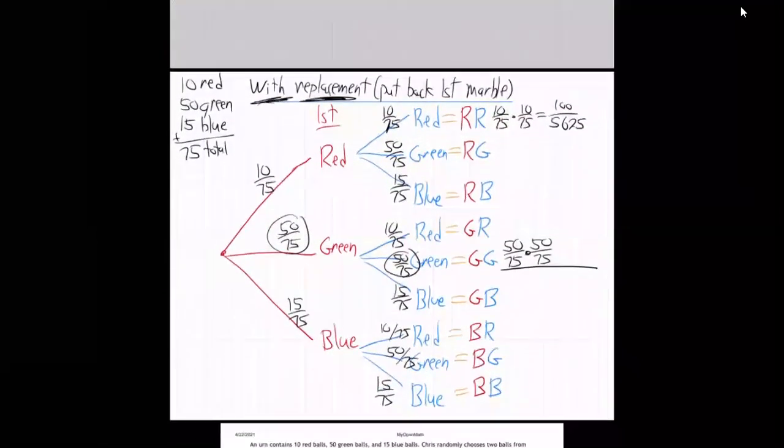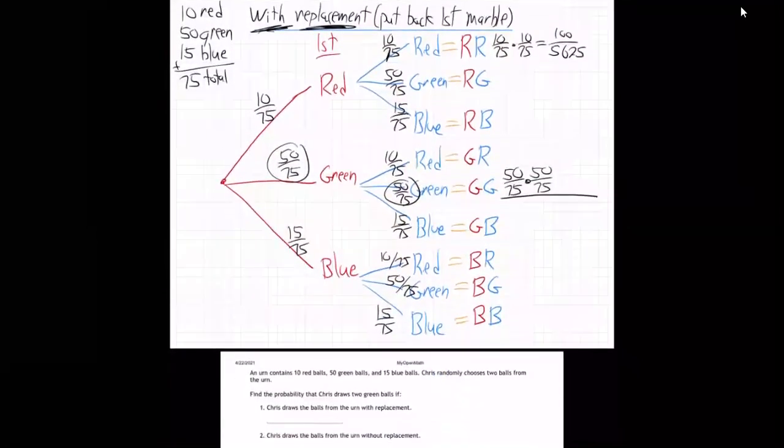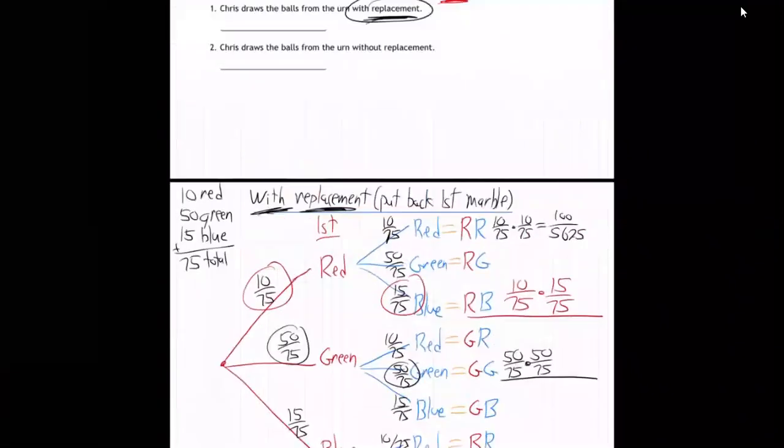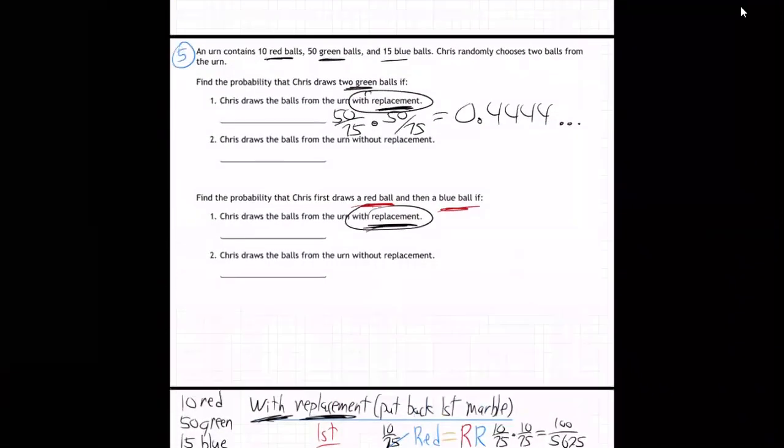Now down here, it asks me a red and then a blue. Okay, where's red and then blue? Right here. So that's going to be 10 75ths times 15 75ths. Red followed by blue: 10 75ths times 15 75ths. Just multiply it on your calculator.